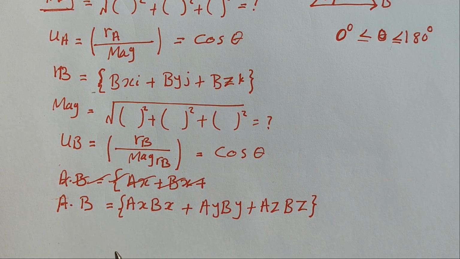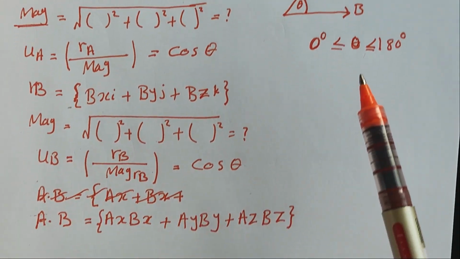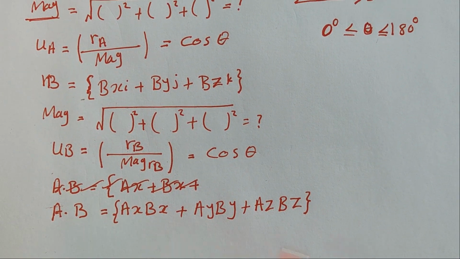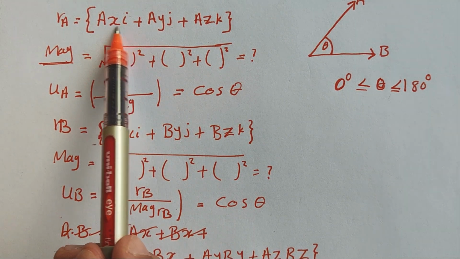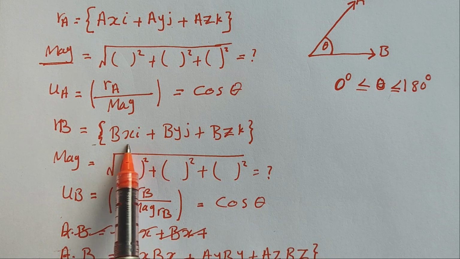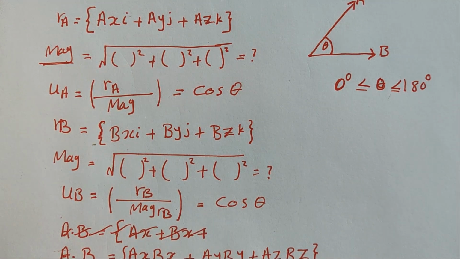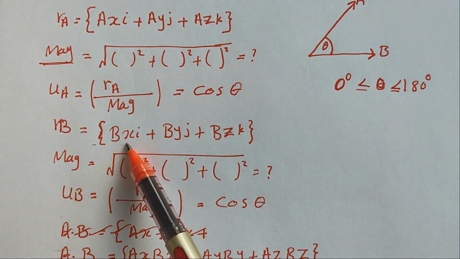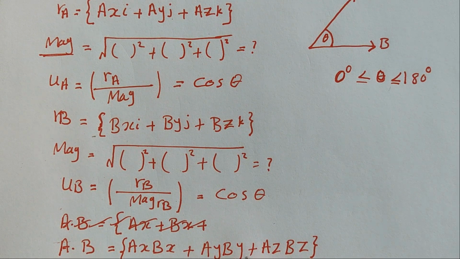Now, to find the dot product between these two vectors, A dot B, we are going to multiply like terms. The i component of A will be multiplied by the i component of B. It's like a matrix. Therefore, A dot B equals AX BX plus AY BY plus AZ BZ. This is the product of A dot B.